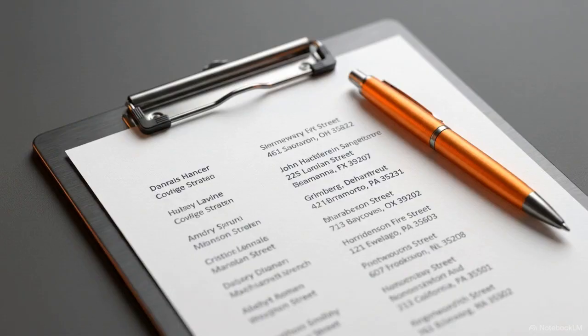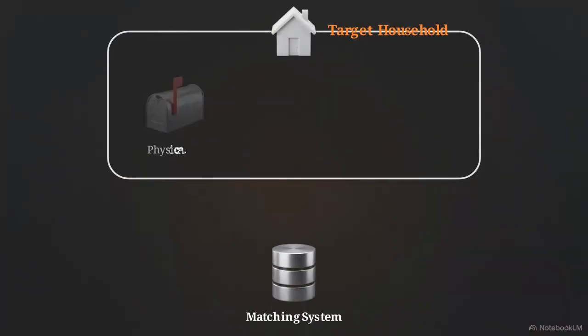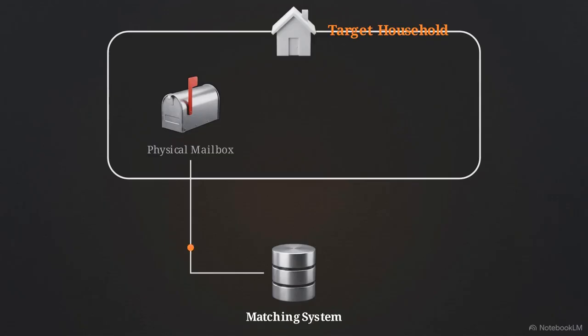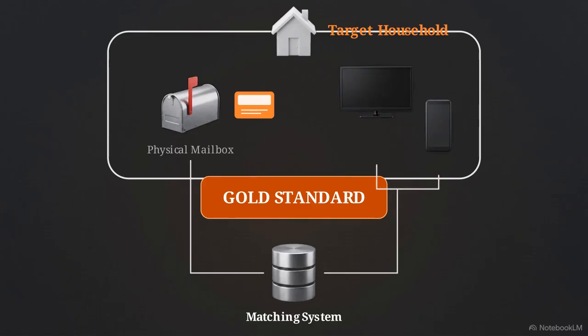Let's look at how that address-to-IP workflow is supposed to happen. Step 1. You take a physical list of names and postal addresses, like past customers or an upcoming direct mail file, and load it into a vendor's matching system. Step 2 is the critical link. The matching system takes those physical street addresses and attempts to find the exact IP addresses of the internet connections at those specific locations. When this works perfectly, you get the gold standard of local advertising. A household receives a physical direct mail piece in their mailbox on the exact same day coordinated digital ads appear on their TV and tablets.